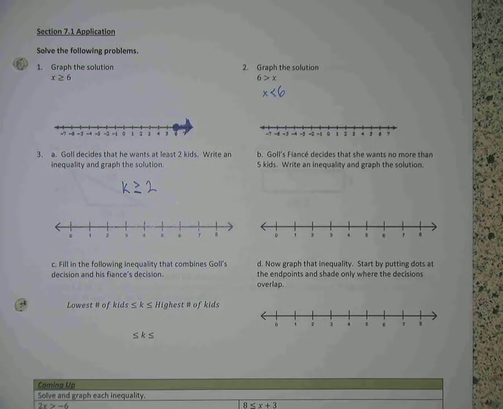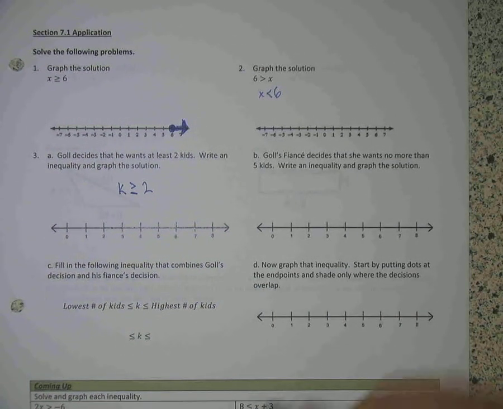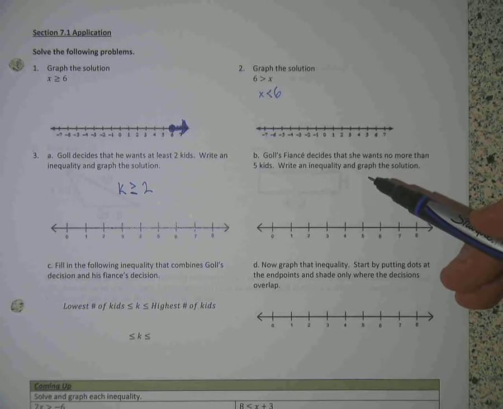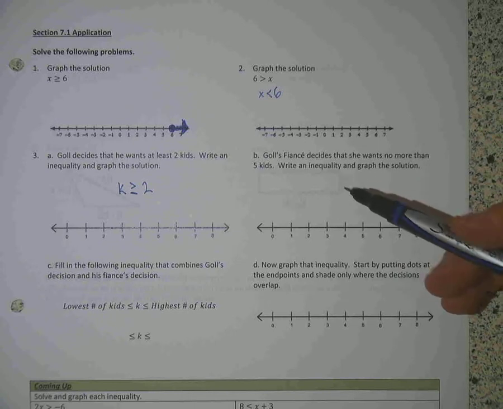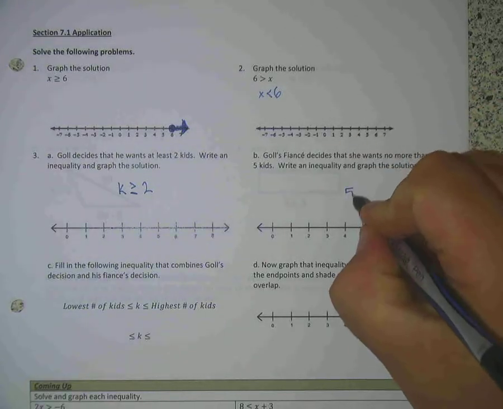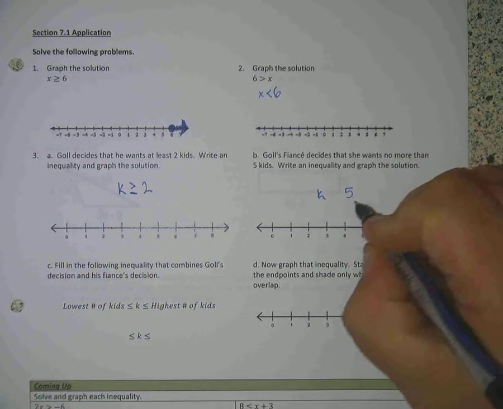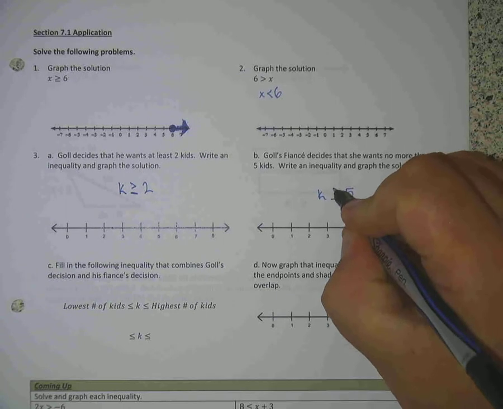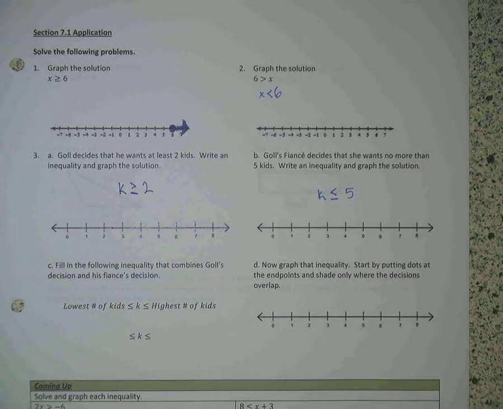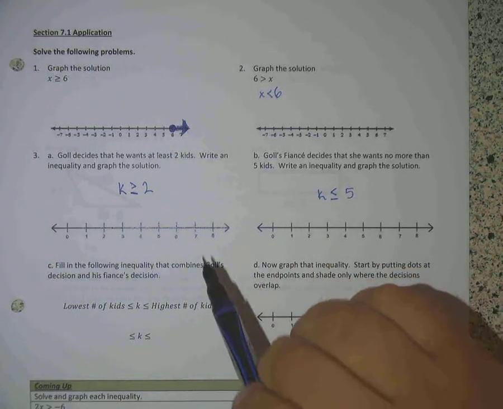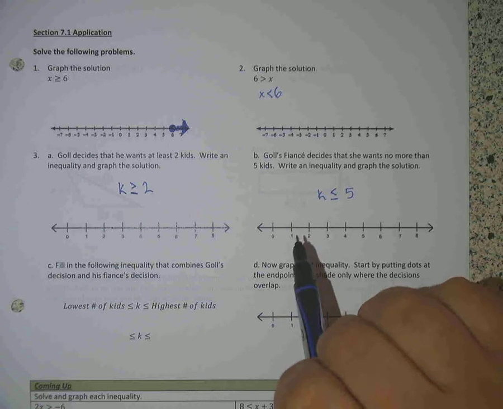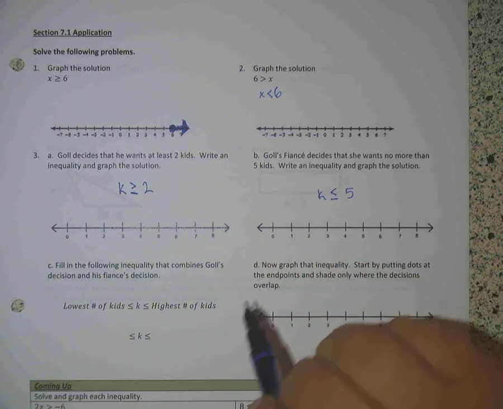Now my fiance decides that she wants no more than 5 kids. So 5 is what we're worried about. Still talking about kids. No more than means that we could have 5, but she really wants less than 5. But 5 or less is another way to say that. In both these problems, you're going to have to graph the solution. I've set you up with the inequality. Now you're graphing the solution.